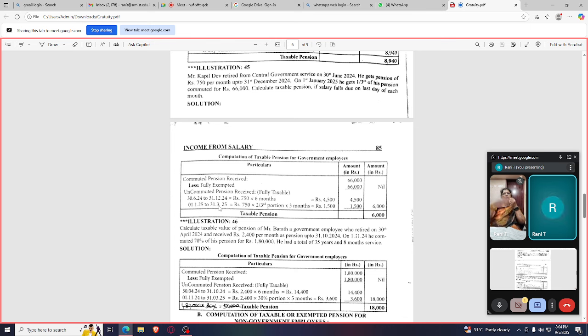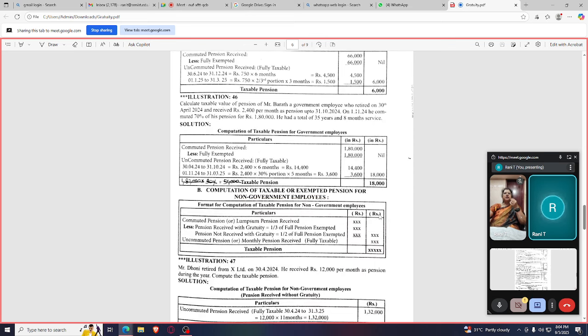So, what is the other 2/3? For how many months does that other 2/3 apply? See, from Jan 1 to March 31st, because our accounting year falls from April to March. So, that is only 3 months, and the 2/3 portion alone you are getting. So, 750 into 2/3 into 3 months comes to 1,500. If you add this, you get 6,000. This is the taxable pension; 6,000 becomes the taxable pension.